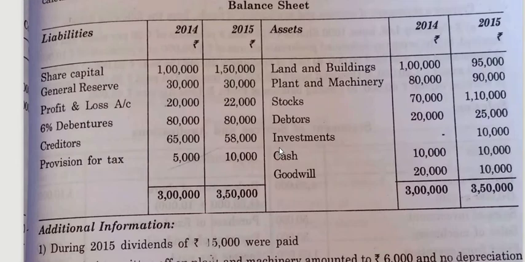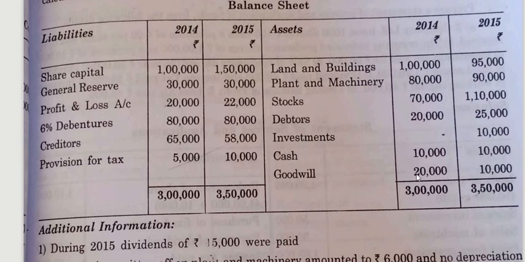If you see here in your balance sheet, these are your long-term liabilities with your share capital and your current liabilities, and your long-term assets and current assets. There is an intangible asset called goodwill.